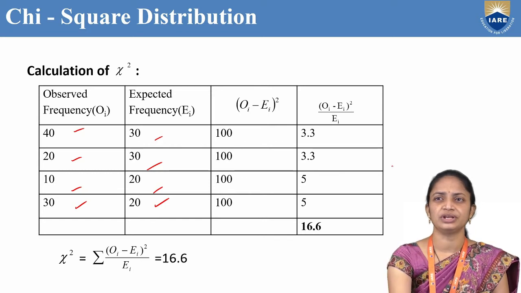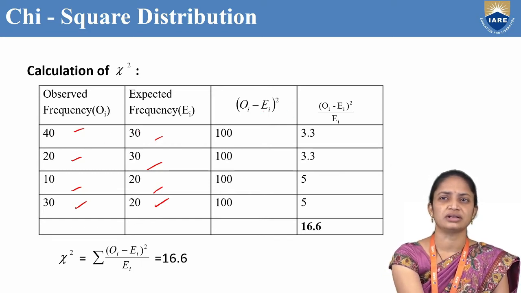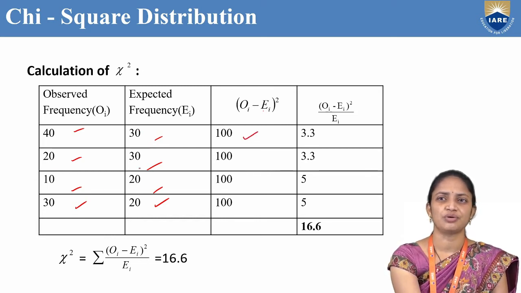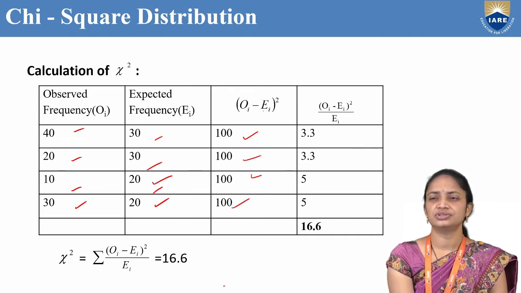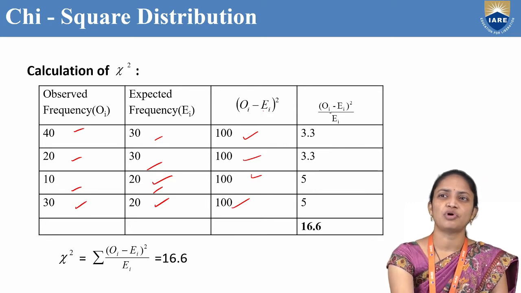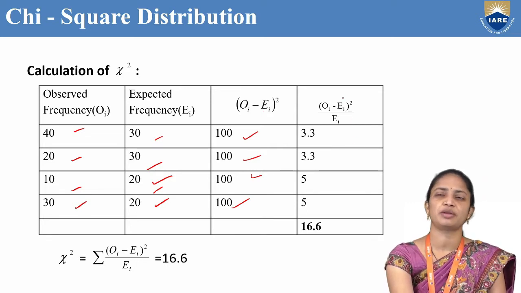Okay, so now we need to calculate (Oi minus Ei) whole square. That is 40 minus 30 whole square, that is 100. 20 minus 30 whole square, 100. 10 minus 20 whole square, that is 100. 30 minus 20 whole square, that is 100. So like that we need to find (Oi minus Ei) whole square by Ei.